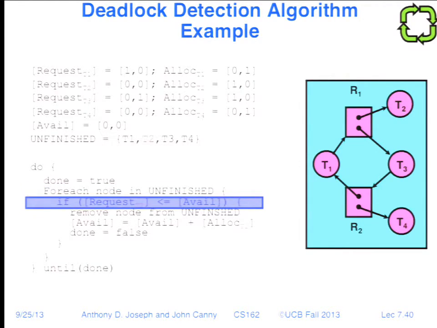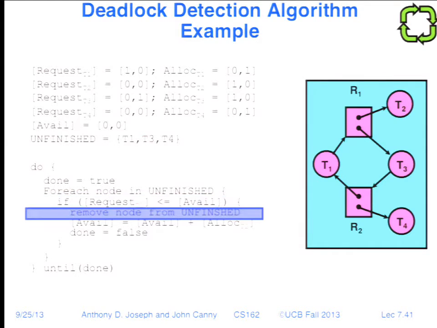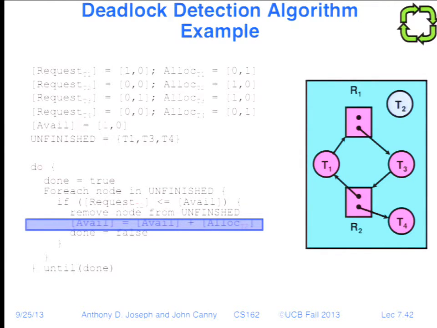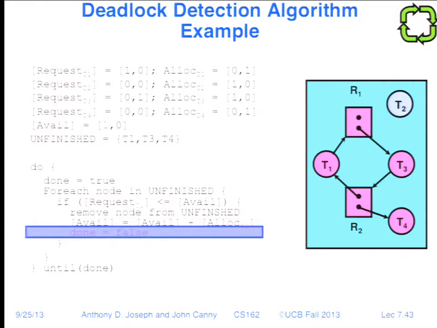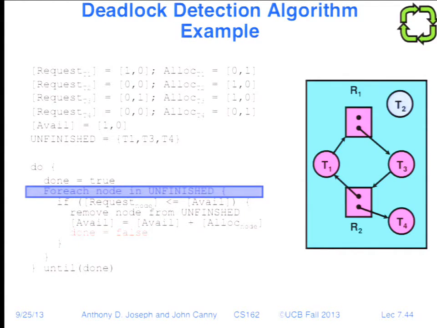Okay, so it's going to be T2. T2 is requesting nothing, so that actually is less than the available resources. T2 has this resource here, so it's able to run and finish and depart from the queue. As it does that, it's going to free up its currently allocated resources here. So T2's allocation is 1, 0. Those go back into the available list, and we continue. So T2 is out of the picture. We're going to look at the next node, which is T3.